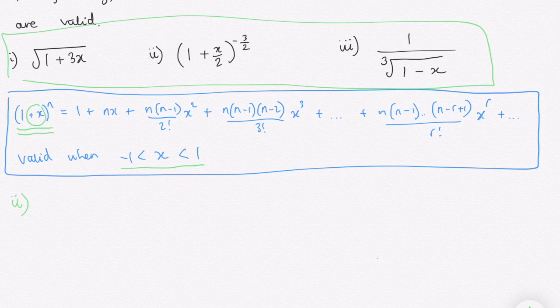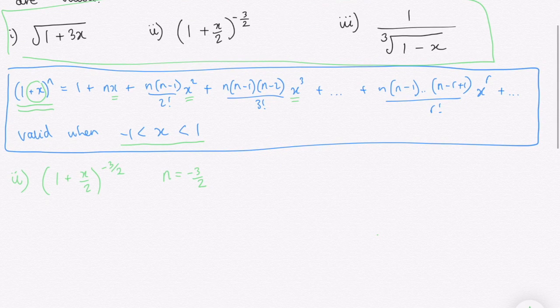In the second example, we're asked to find the binomial expansion of 1 plus x over 2 to the minus 3 over 2. And this is already in the form we want, so that we have n is equal to minus 3 over 2. But instead of x, we have x over 2. So we're going to replace all of our x's with x over 2's. So what do we get here? We get 1 plus nx, so minus 3 over 2 lots of x over 2.